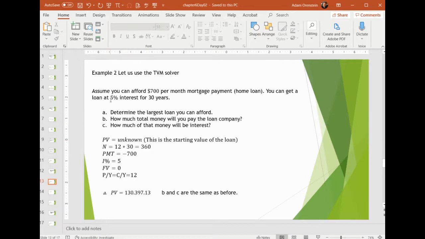That's our interest, but you don't convert it to a decimal, so it's 5. FV is 0, right? Because we want to pay off the loan. We want nothing left in the balance. And these two are 12 because it's compounded 12 times a year. Okay, so yeah, that's the amount. But let's go through the solver just to be safe, just to make sure we know how to use it.